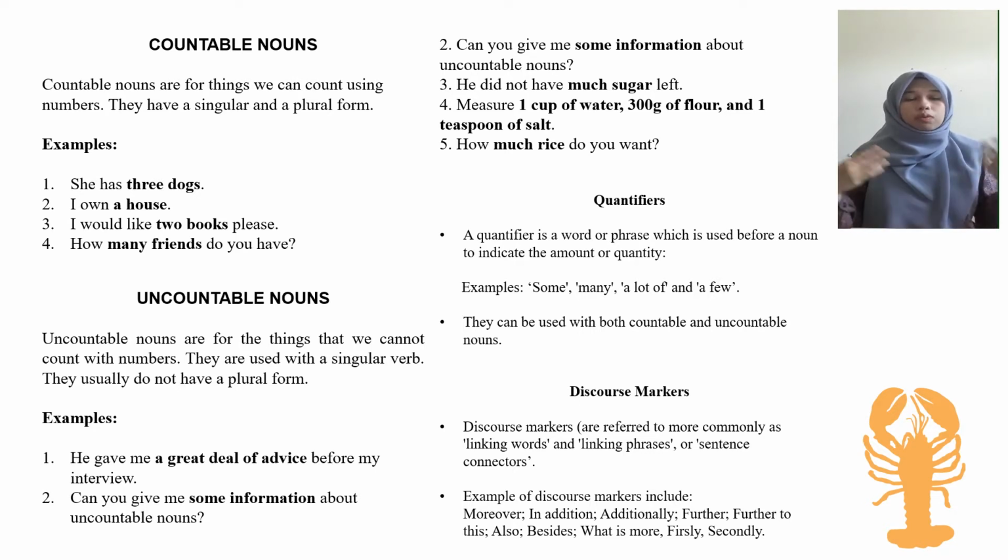The third one, I would like 2 books, please. 2 books refer to the number of things, so they can also be counted. For the fourth one, how many friends do you have? Friends refer to the number of people, so they can also be counted.